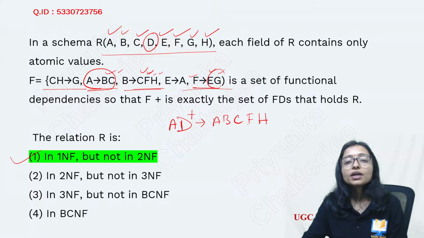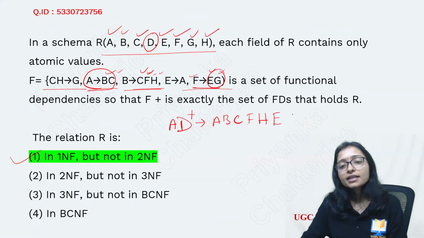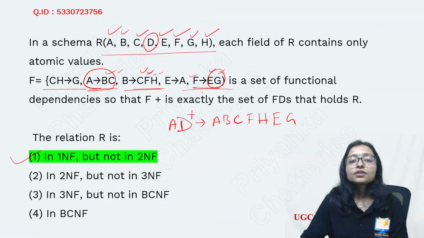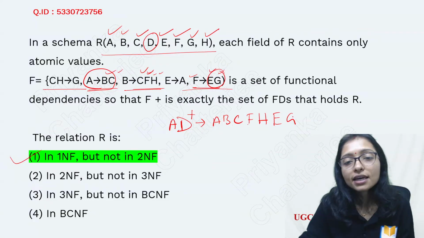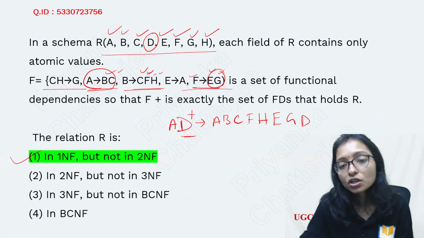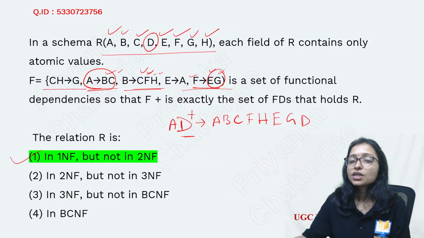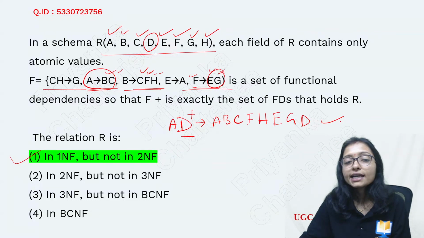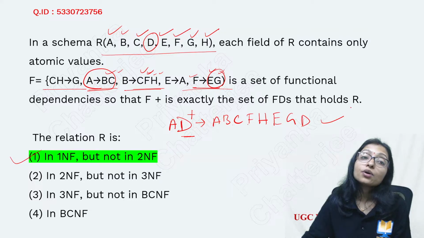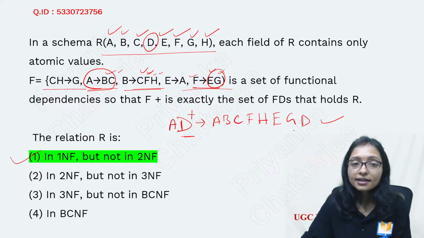Now F to EG, so I can add EG. After that all are coming: A, B, C, and D is automatically coming because D is here. A, B, C, D, E, F, G, H all are coming here. AD is the candidate key. Now you have to try, is there any other candidate key?